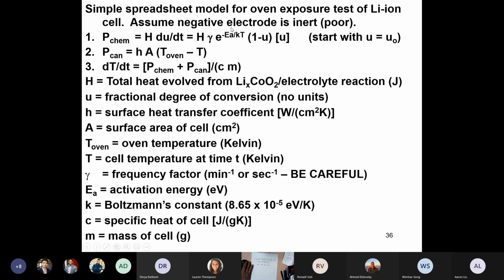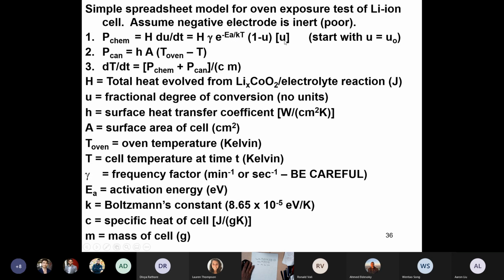And we're going to assume that the negative electrode is inert. That's a poor assumption, but I don't want to make it very complicated here. I'm just going to worry about the positive electrode, and we're just going to say it's lithium cobalt oxide. And we're just going to worry about the first step of the reaction between lithium cobalt oxide and the electrolyte. So we know the reaction kinetics for that.